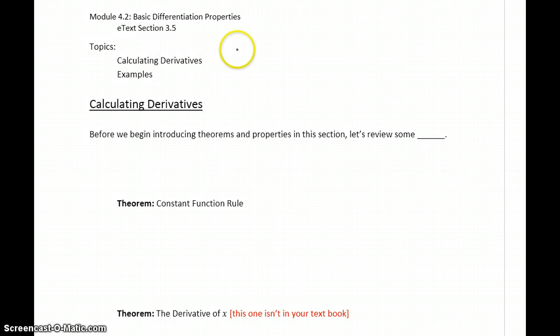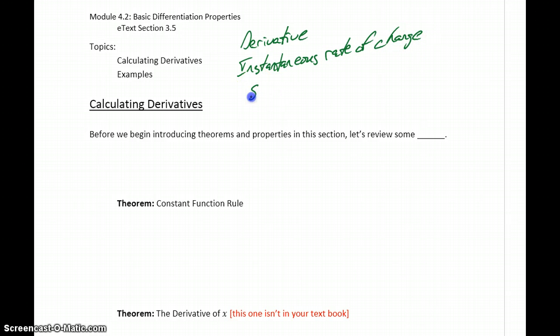So when we're talking about the derivative, keep in mind that that's the exact same thing as the instantaneous rate of change of our function. Which is the same thing as the slope of our function at some specific given point. So again, what we're talking about is how quickly our function is increasing or decreasing at some specific point.